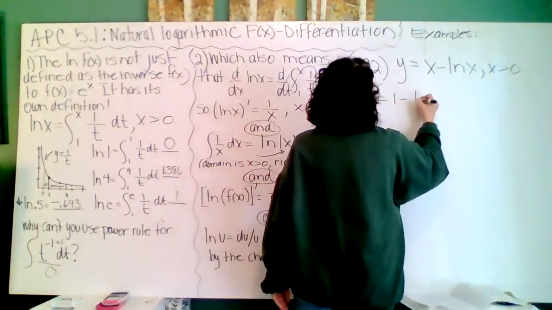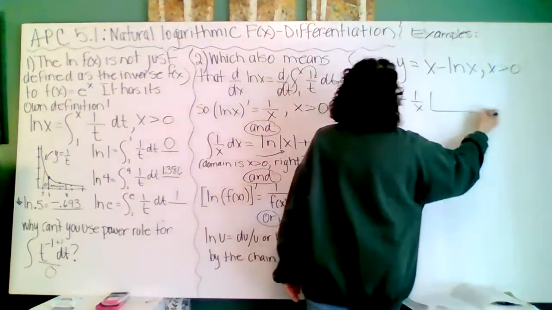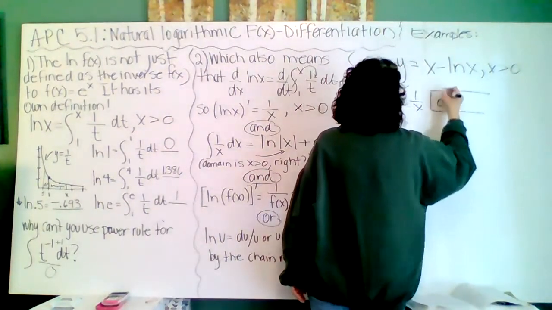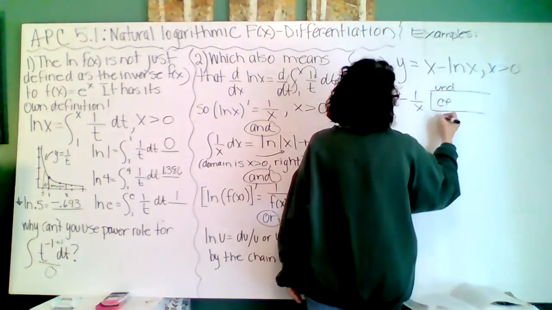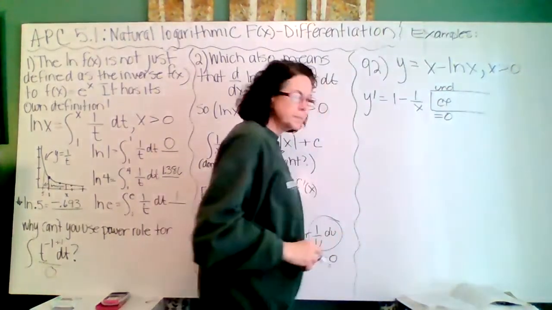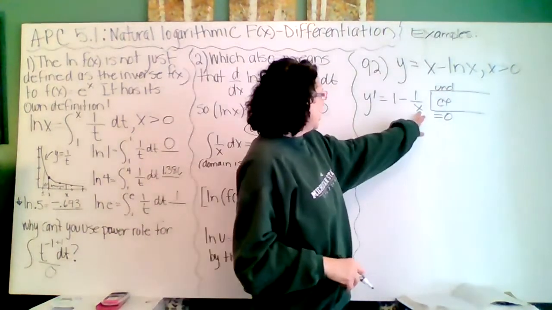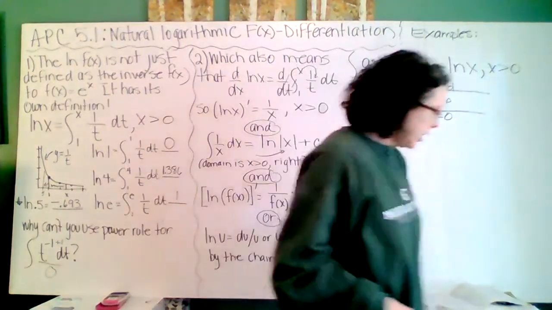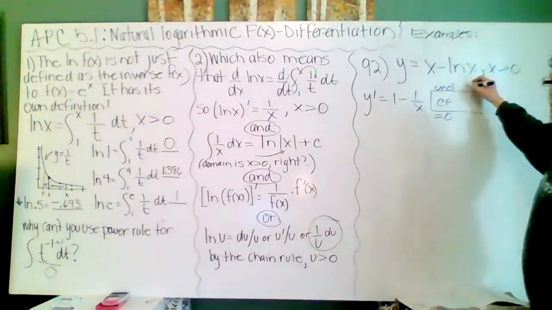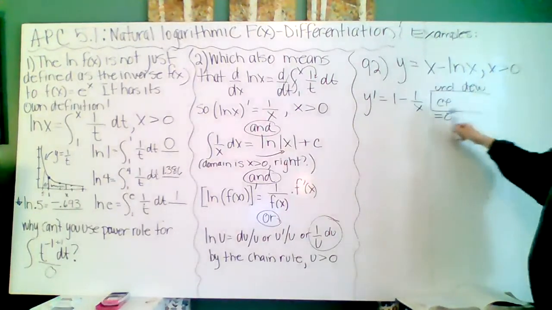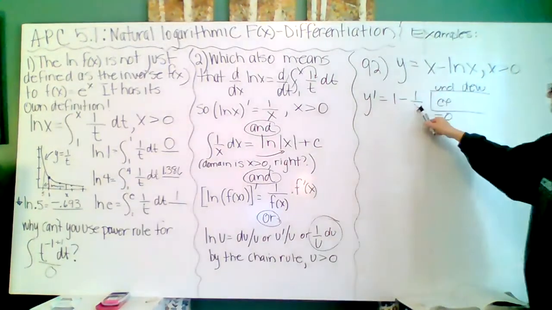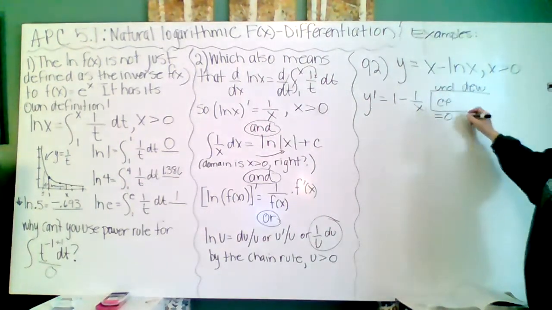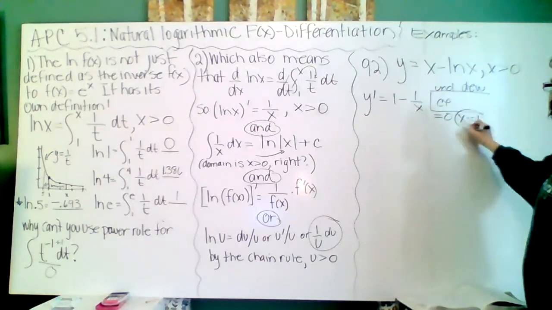That would be 1 minus 1 over x, and we want to know where the critical points are, where this is undefined and where this equals 0. Well, undefined would be where x is 0, but we already said the domain is greater than 0, so this is defined everywhere. Where is this expression equal to 0? Where x is 1.